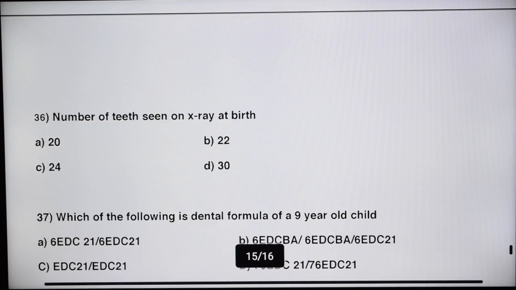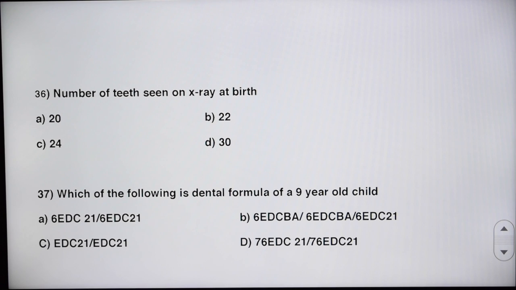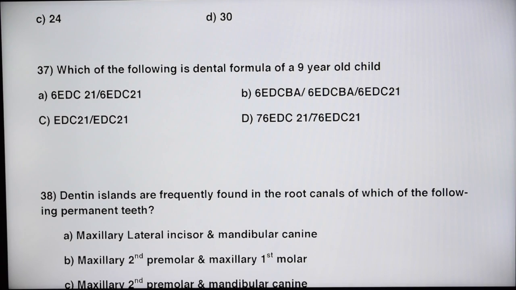And moving on to the next question, number of teeth seen on X-ray at birth. So at birth, we have all deciduous teeth, 20 plus. We have these permanent molars which are formed by that time, right? So within the X-ray we can see the permanent tooth buds also. So the appropriate option here is option C, right? 24.